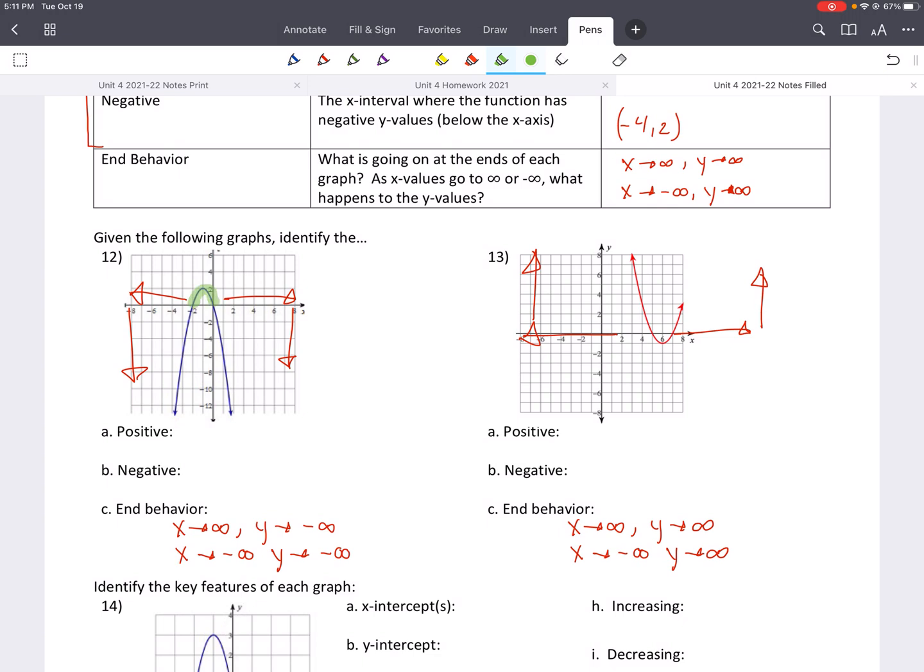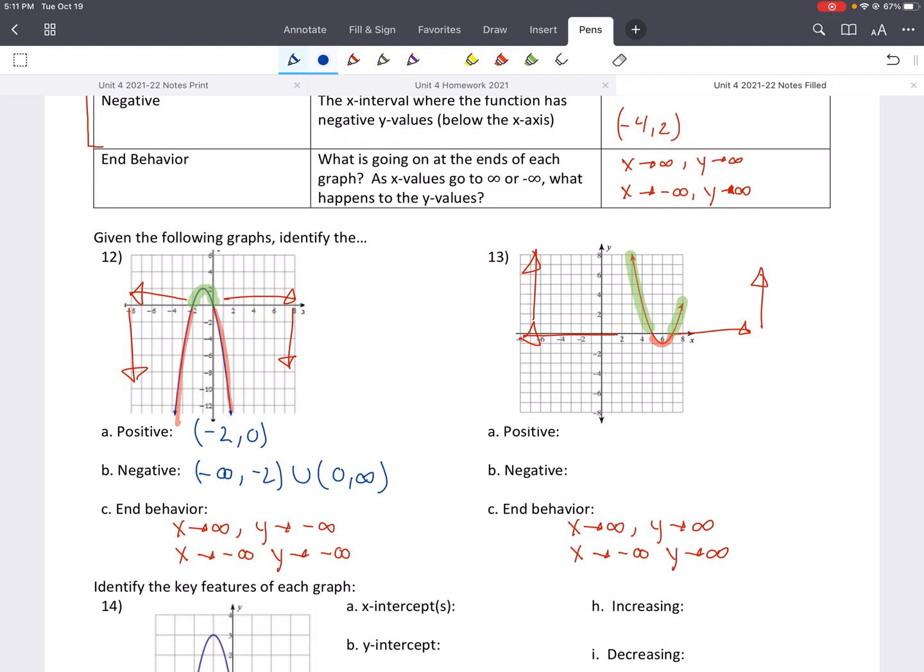So here's the positive. For this one, this is positive. For this one, the negative is like that. Here, the negative is like this. So we just need to write those intervals. So positive here is going to go from -2 to 0. And then the negative values are going to go from negative infinity to -2, and then also from 0 to infinity.